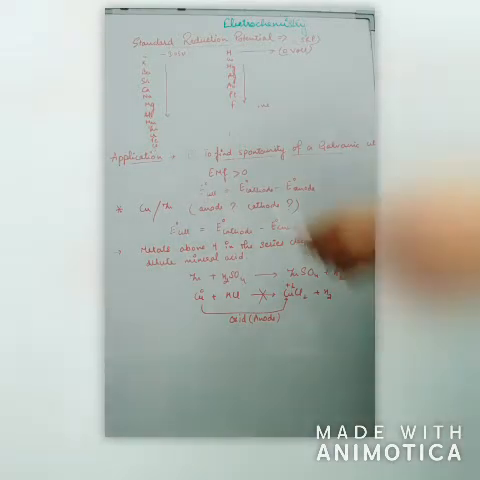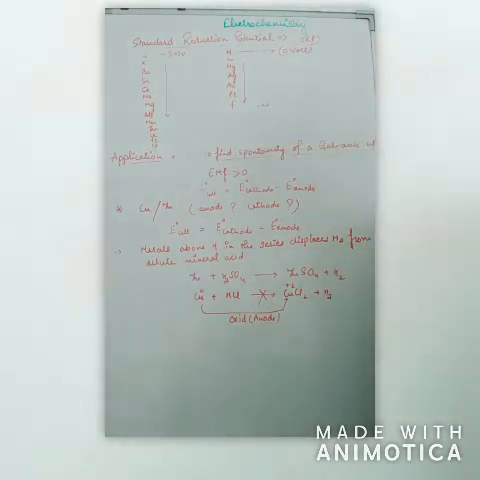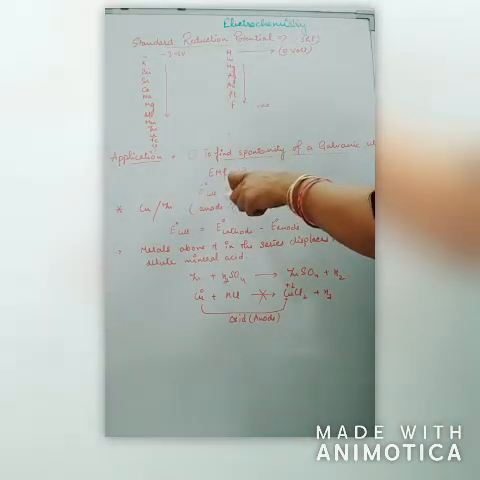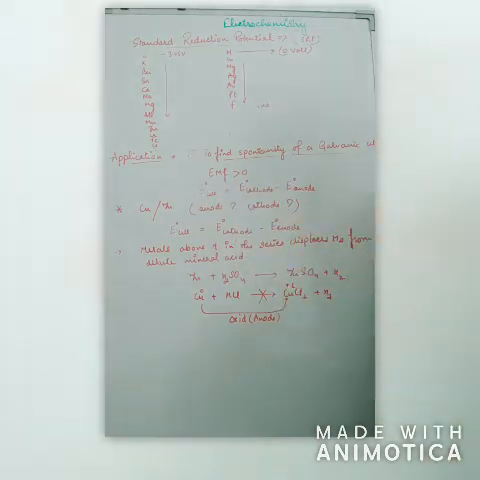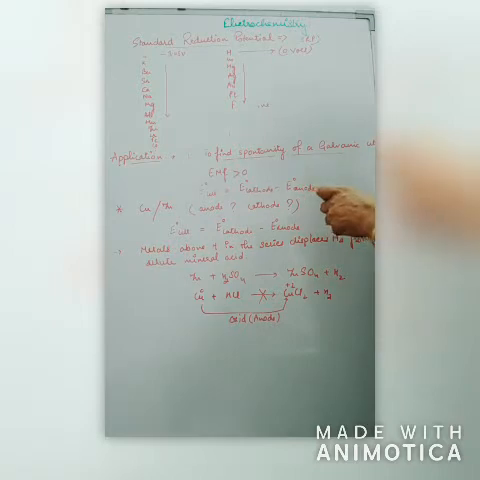Okay, so what are the applications? First, to find the spontaneity of a galvanic cell, whether it will be spontaneous or not, the value of the EMF should be greater than 0. That means if we write the E naught value of a cell, as we know, we did a number of questions based on this concept, it is E naught of the cathode minus E naught of your anode.